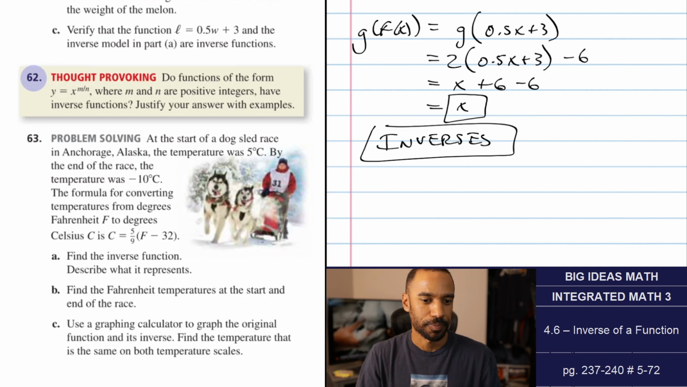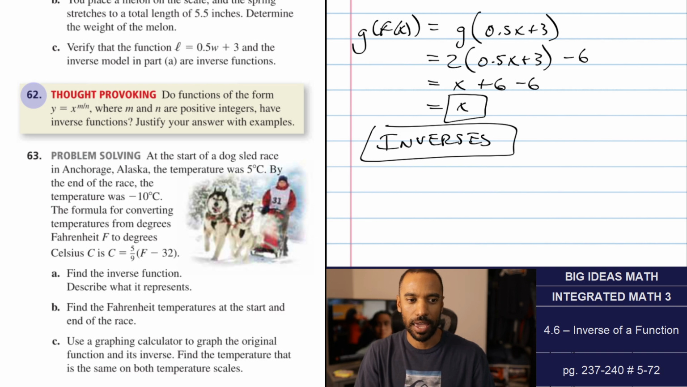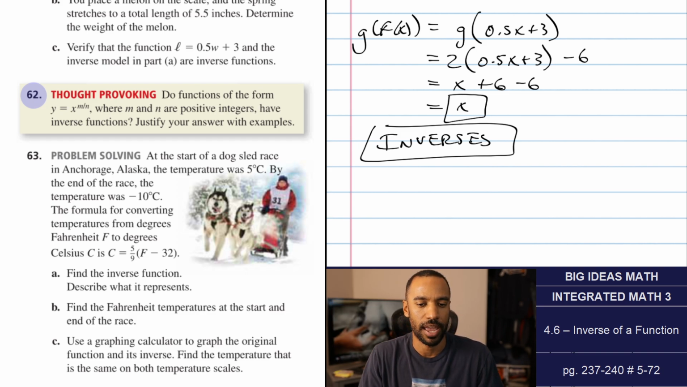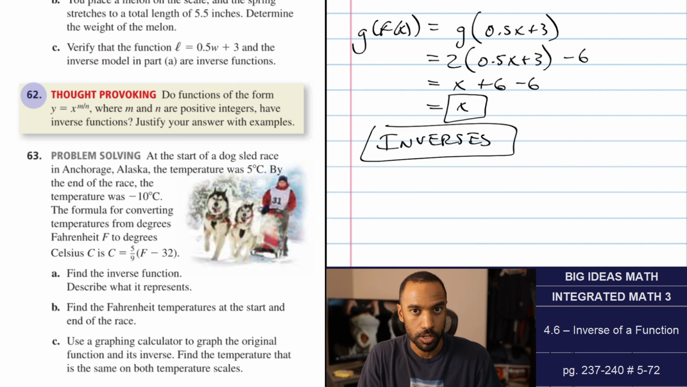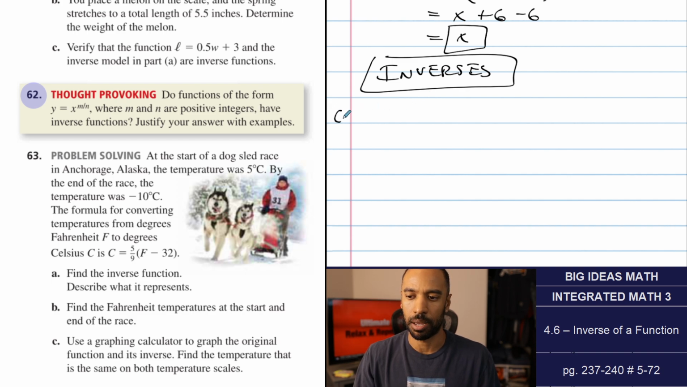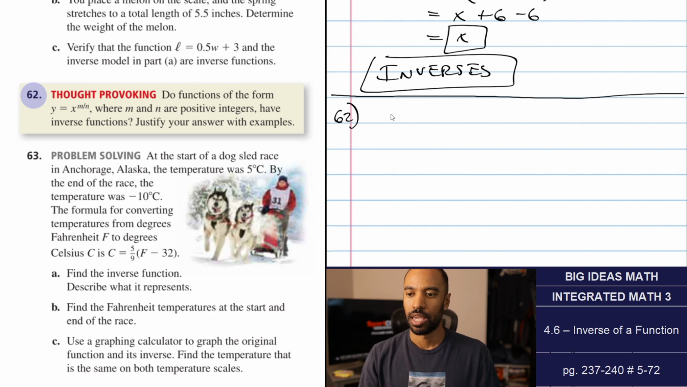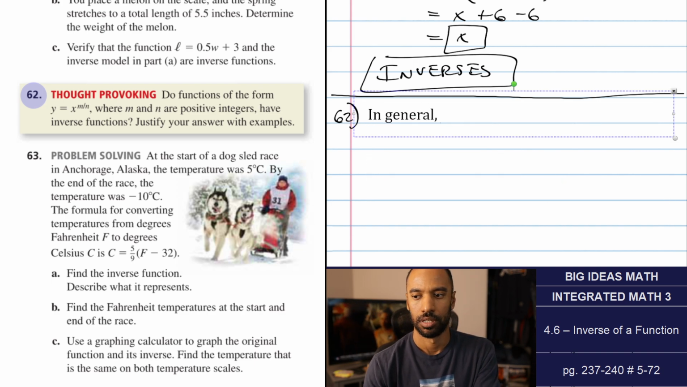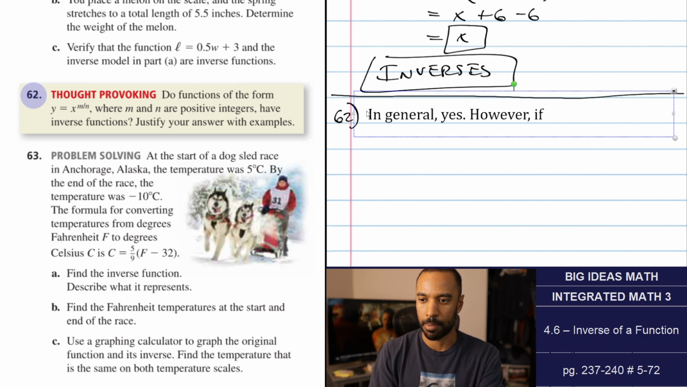Number 62. Do functions of the form y equals x to the m over n, where m and n are positive integers, have inverse functions? Justify your answer with examples. I mean, they do, but there are some exceptions to the rule, and I was trying to bring that up in the one problem. It seemed like they didn't want to bring it up yet, and now they're having us come up with it. I'll say in general, yes. However, now hold on, let me type out the thing first.